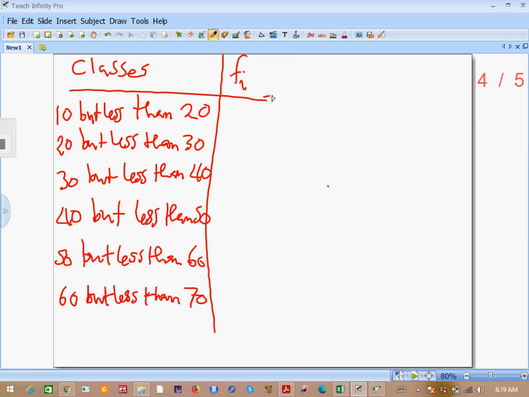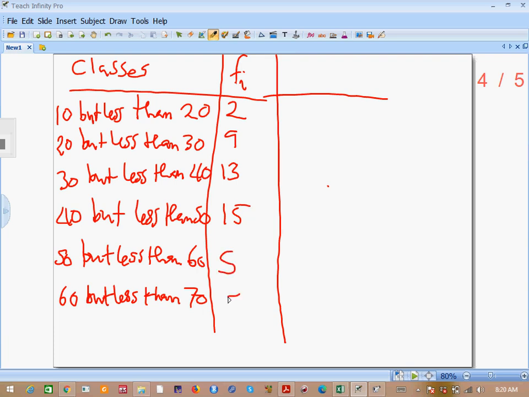And then we have our frequency, which we denote by Fi. Okay, so that is our frequency. And here we have 2, 9, 13, 15, 5, and another 5. Okay, so now suppose these were our classes and their frequencies.